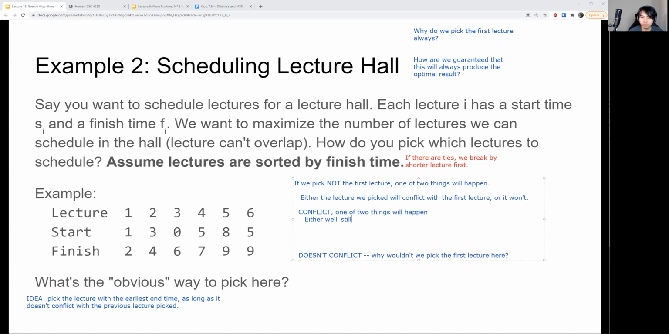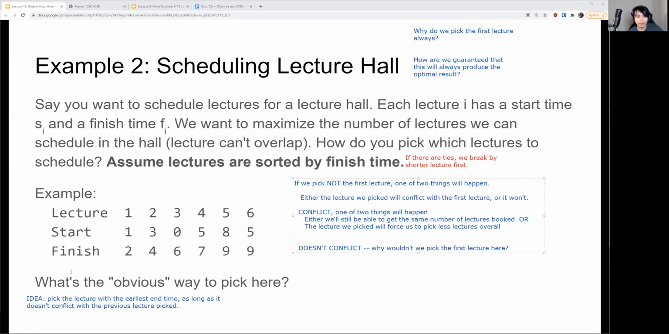Either we'll still be able to get the same number of lectures booked, or the lecture we picked will force us to pick less lectures overall. All right. So let me give you an example of what I mean. Let's go ahead and take a look here.